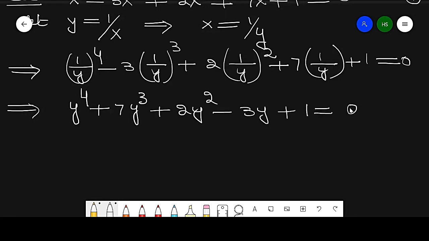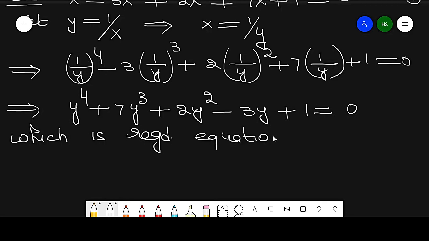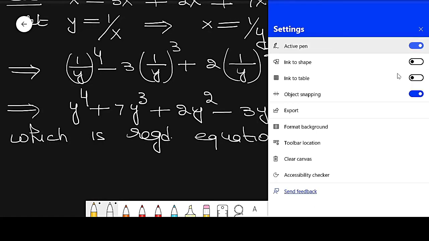So which is the required equation whose roots are reciprocal to the equation number 1? So that is my result. Now in this way we can find the equation whose roots are reciprocal to the roots of the given equation. Now we will apply this transformation to solve our next question.